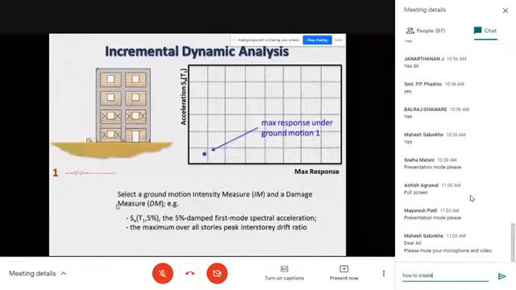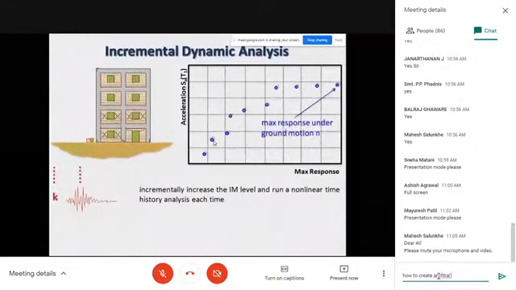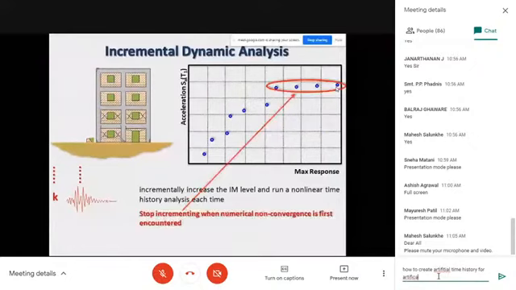Then again increase the amplitude. Once again perform the time history analysis, you will get the third one. Again increase this, then you will get the points like this. And this stage will come where all these points will be horizontal. Then stop incrementing. It is said that you stop incrementing when numerical non-convergence occurs. Then join the points by a line.